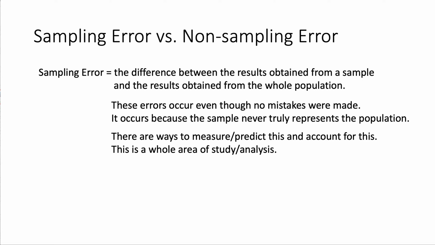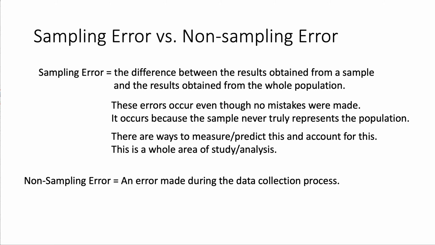Non-sampling error is not the opposite. It's just something slightly different. It's an error made during the data collection process. Okay, so this is a mistake, all right? Sampling error is not necessarily a mistake, it's just a fact of reality, or the way the world is. Non-sampling error is when you make a mistake, okay?